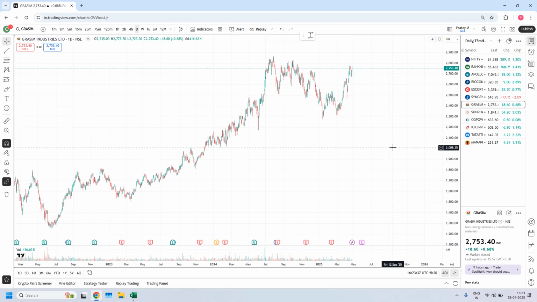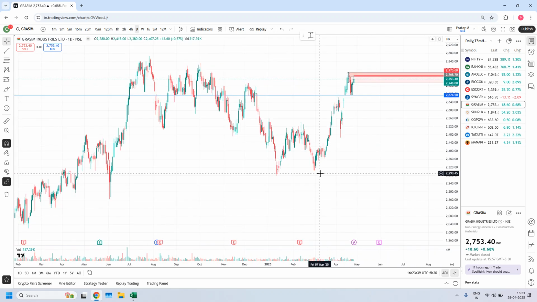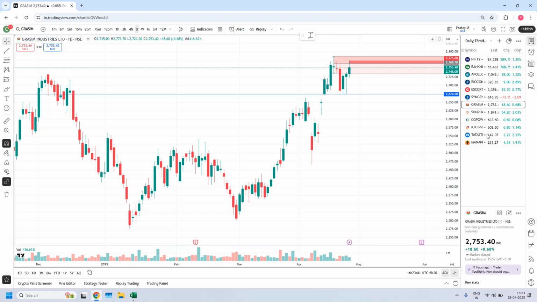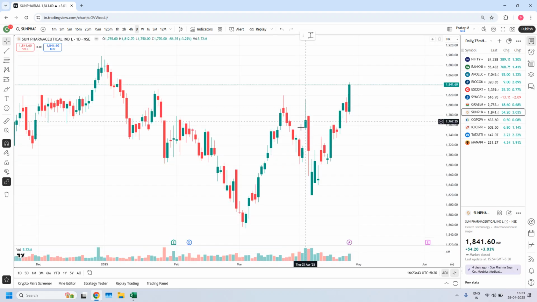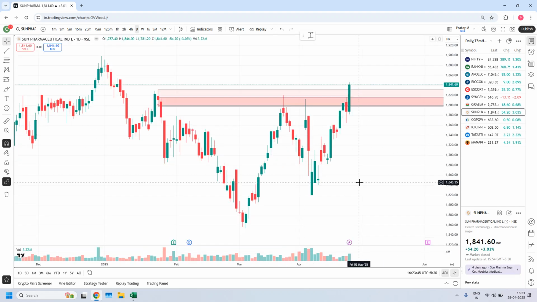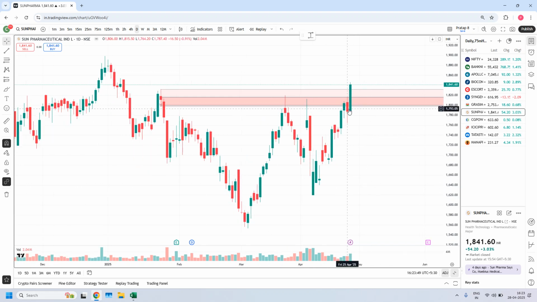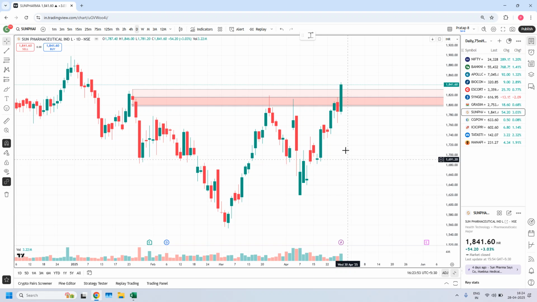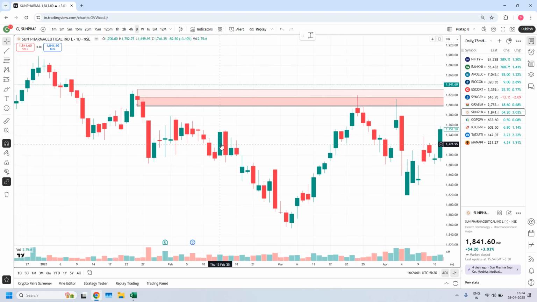Next one is Grasim. Already we discussed. We got a trade, the dynamic fine-tuned zone. Next one is Sun Pharma. Sun Pharma structure is also not good. Yeah, this is also violated, right? I think I didn't really look into this stock after the analysis. Finally, this is violated. Anyway, at the time of analysis, I knew this zone would be violated.